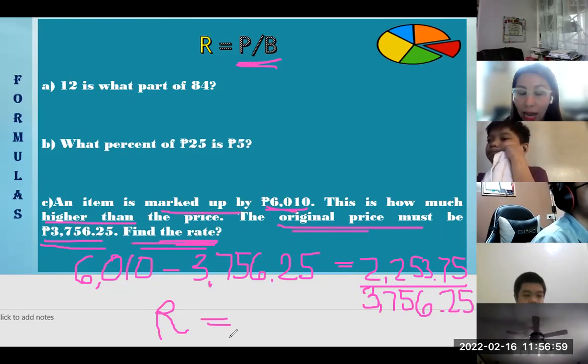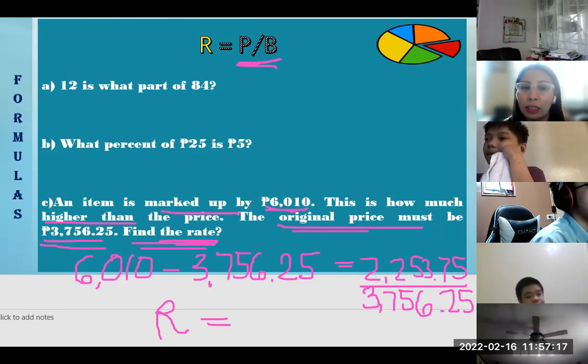2,253. Okay, Harold, again, can you please help? Let's divide 2,253.75 by 3,756.25. That's the original price. That's why we need to get the original price or amount.